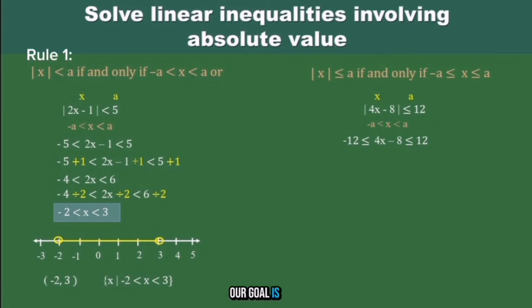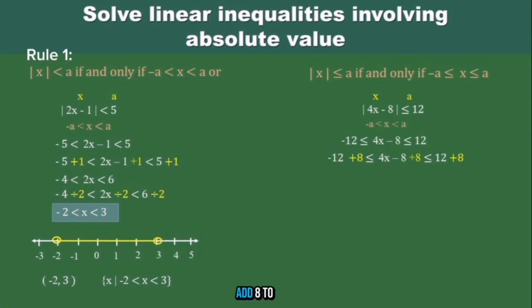Here our goal is to get x by itself in the middle. After that, add 8 to all parts. We have negative 12 plus 8 is less than or equal to 4x minus 8 plus 8 is less than or equal to 12 plus 8. We have negative 4 is less than or equal to 4x is less than or equal to 20.